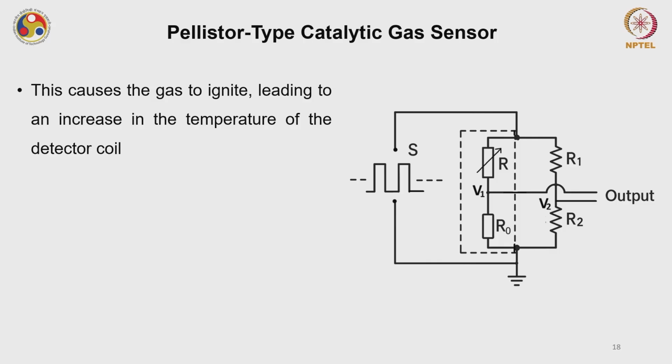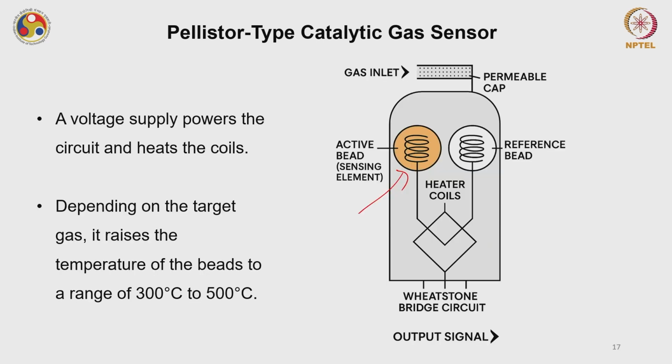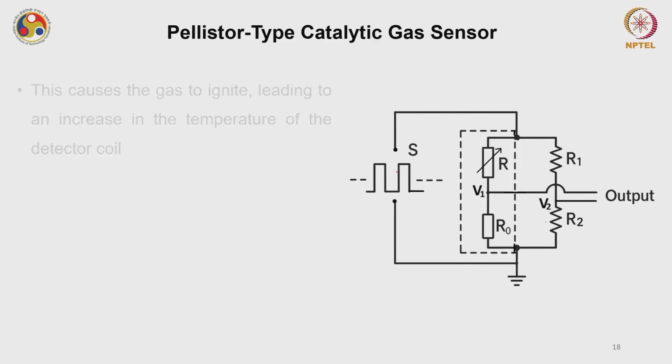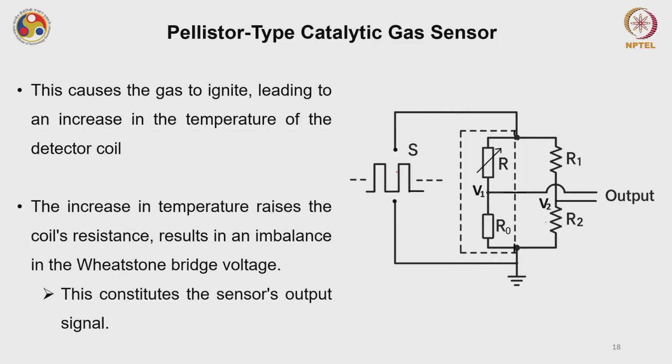Because of this rise in temperature, since gases are all around, the gas will ignite, which leads to an increase in the temperature of the detector coil. If the temperature around the active bead rises because of this gas ignition, of course the resistance of this platinum wire will change. This causes the gas to ignite, leading to an increase in the temperature of the detecting coil. The increase in temperature raises the coil's resistance, because this is a metal and metals have a positive temperature coefficient.